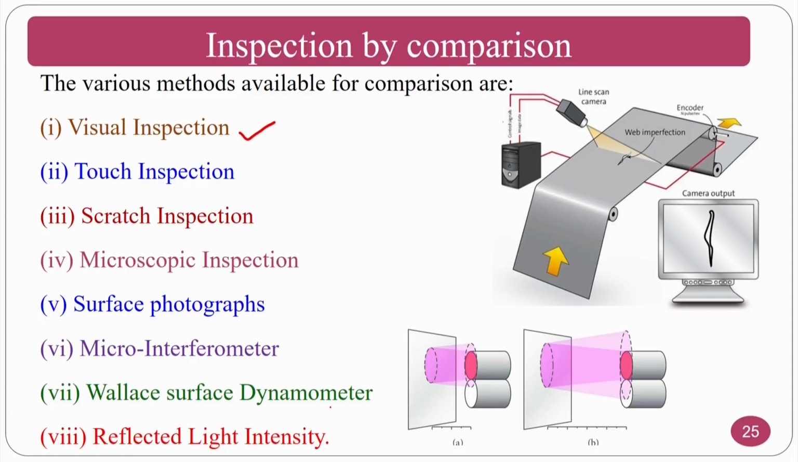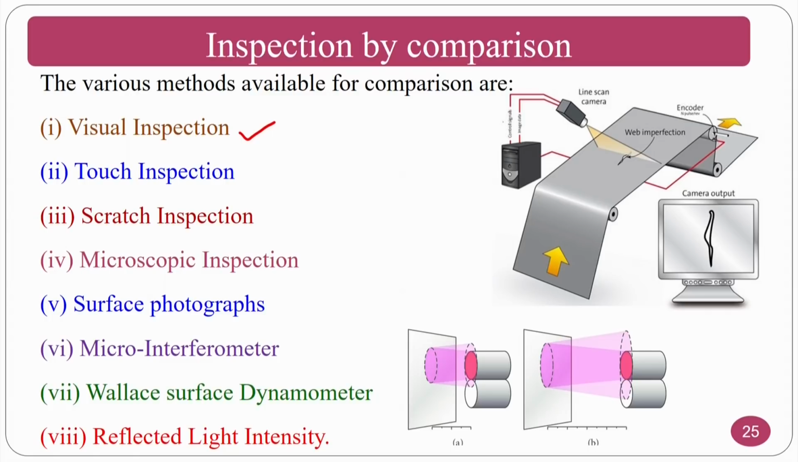wall surface dynamometer, reflected light intensity. These are the things normally you can use. These are the techniques people used in olden days. Nowadays I don't think these still exist. For a qualitative assessment in mass production, you can go ahead with these processes.